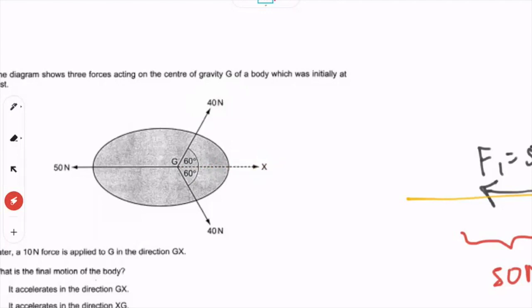Where do you get 20 from? Because it's cosine. 40 cosine 60. You don't understand? Because 40 times half. Okay. Still don't understand? Because adjacent. Got it.